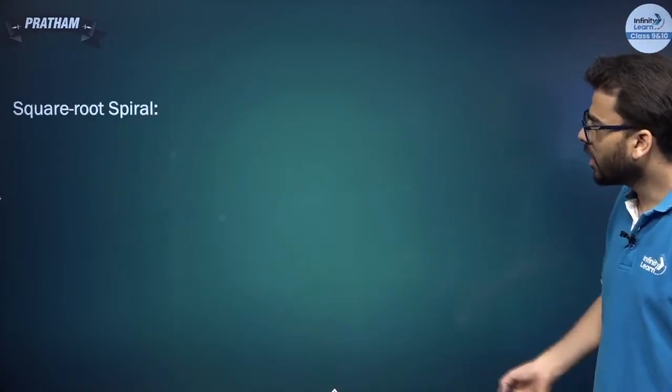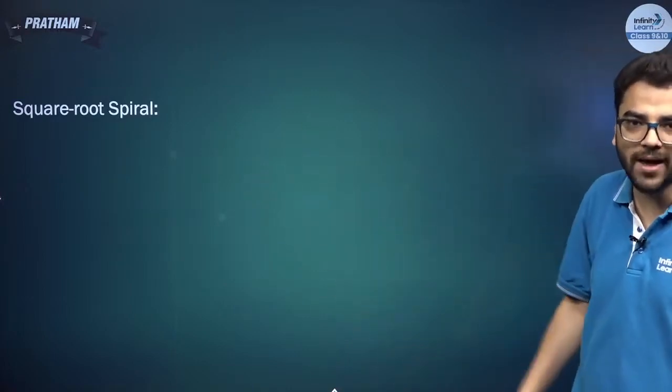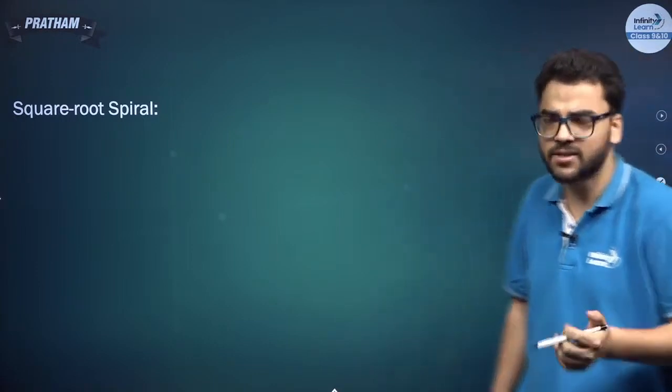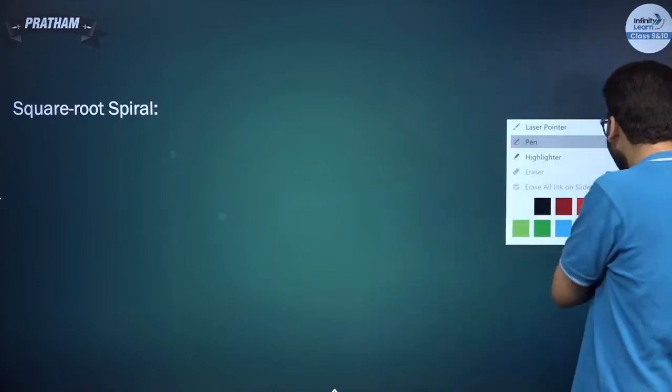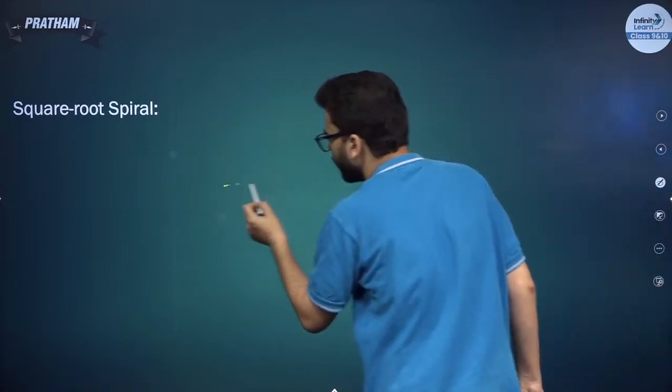Okay. Now you have got this square root spiral basically. How will you make a square root spiral? Basically this is a question in NCERT, it is given. It's not a very big deal. I'll explain the square root spiral to you. So see what is happening over here.